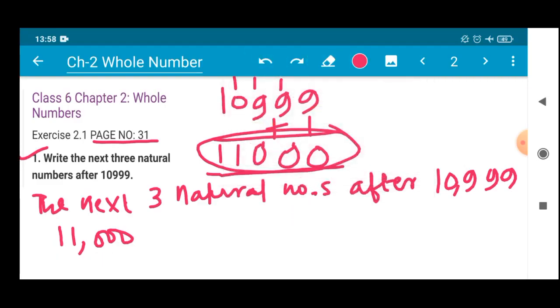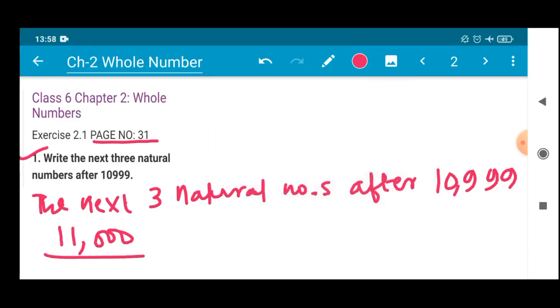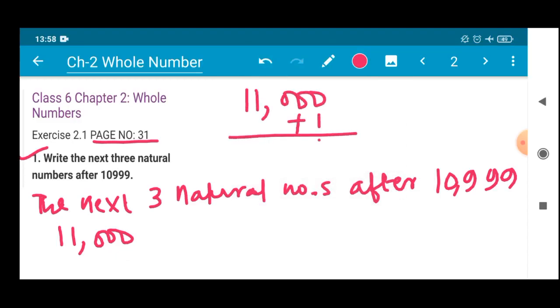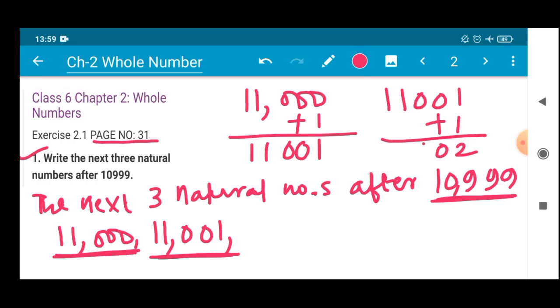So I'm erasing this. Now we have to add 1 over here. 11,000 plus 1: 1 plus 0 is 1, then 0, 0, 1, 1. So what comes after this? The next number that comes after this is 11,001. So this is the first natural number, this is the second natural number after 10,999, remember, okay? And again, after 11,001 you have to add 1, giving 11,002.